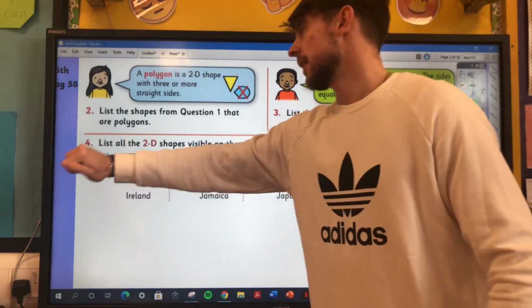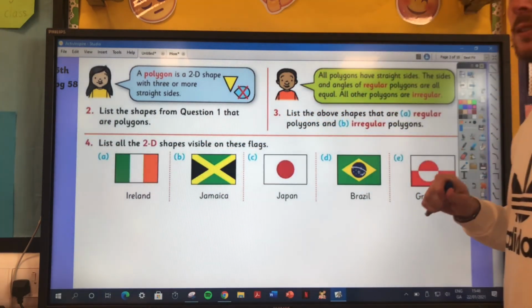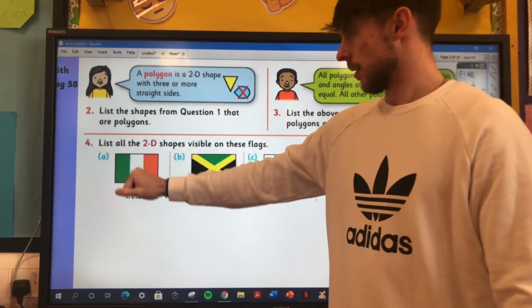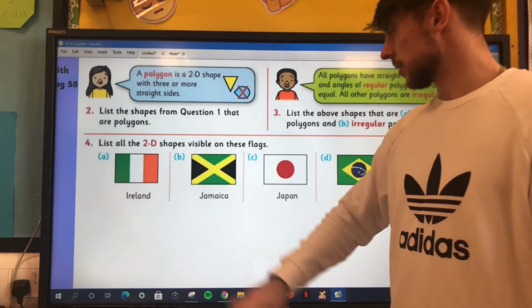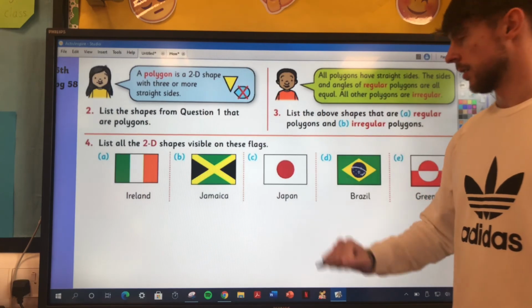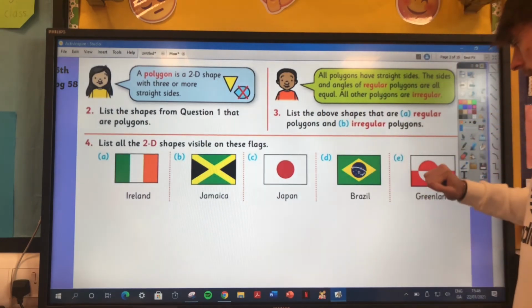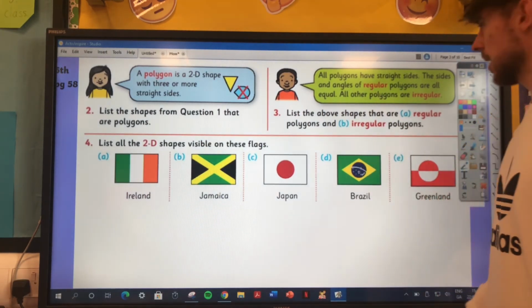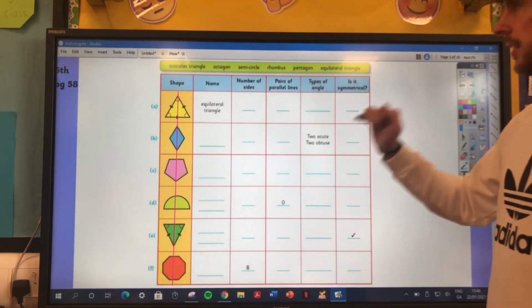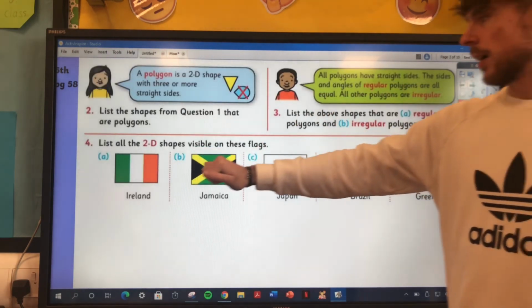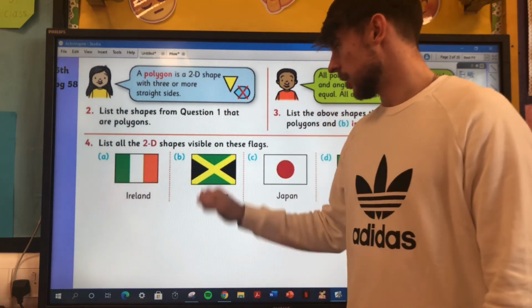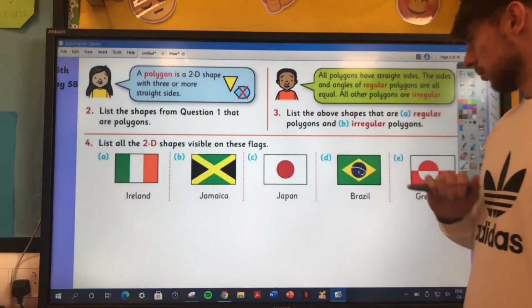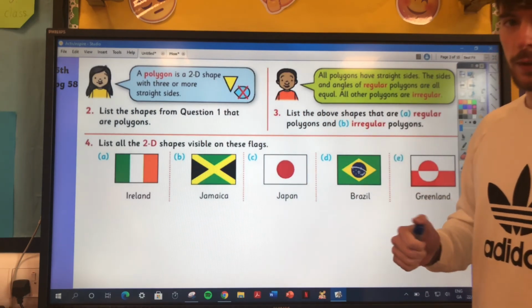Okay, question 4. List all the 2D shapes visible on these flags. So what do we have here? We have rectangles. What do we have here? We have loads of stuff here. And here. And here. So we have loads of different options, okay? Look back here, see if you can find any of them, and see what 2D shapes. So rectangles, triangles, circles, rhombus. There's loads of stuff we can find here, okay?